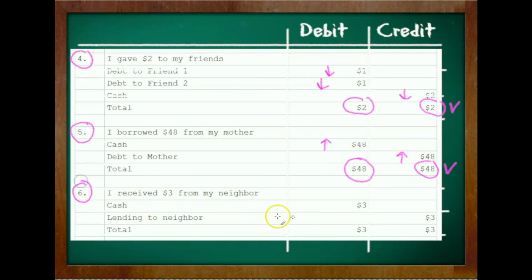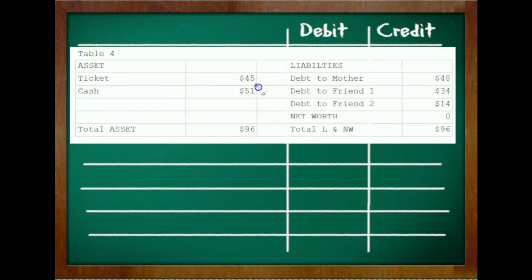Transaction 6. I received $3 from my neighbor. Debit cash $3. Up. Credit lending to neighbor $3. Down. Total debits equals $3. Total credits equals $3. Checked. As a result of 6 transactions, we see following distribution of financial positions. Table 4. As we see, I have not only $51 cash in my hand, but also ticket that worth $45. In total, the value of my asset for that moment equals $96. That is exact number I owe to my mother $48 and my friends $34 and $14. Total assets $96 equals total liabilities and net worth $96.